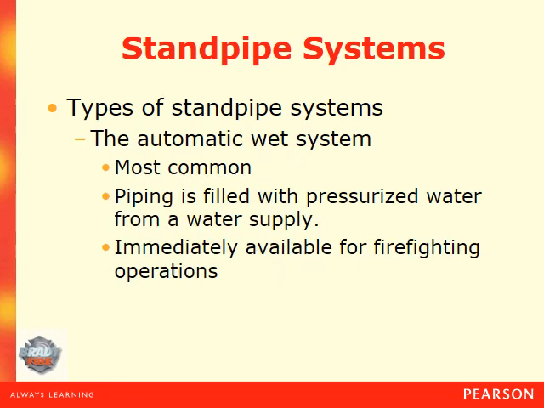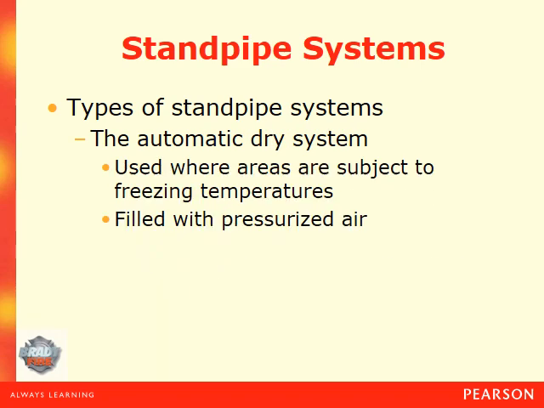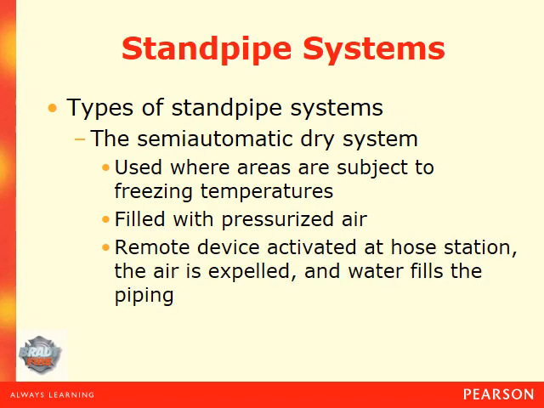The automatic wet system is the most common. The piping is filled with pressurized water from a water supply, immediately available for firefighting operations. The automatic dry system is used where areas are subject to freezing temperature, and again the pipe is filled with pressurized air. The semi-automatic dry system is also used where areas are subject to freezing temperature. It is filled with pressurized air. There are remote devices activated at the hose station where the air is expelled and the water fills the piping.